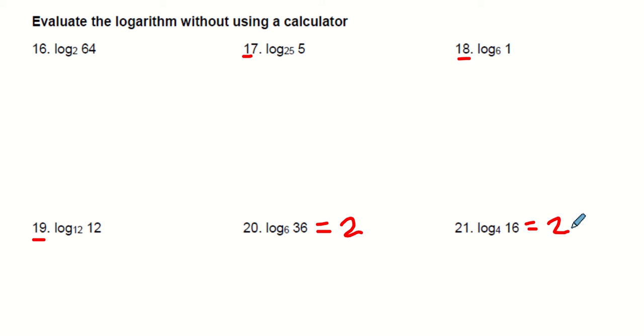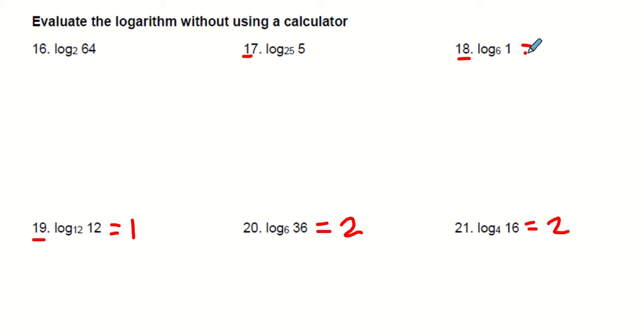So remember, in a log, the answer is the exponent, meaning that's kind of what we're looking for. We're looking for the exponent. So looking at 19, 12 to what power gives me 12? Well, 12 to the first power. So you don't necessarily have to work them out. You could work them out if you want. I'll show you how to work them out with a problem like 17. But I'm just kind of helping you see what that is.